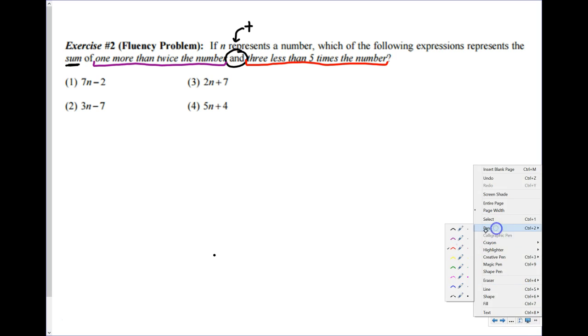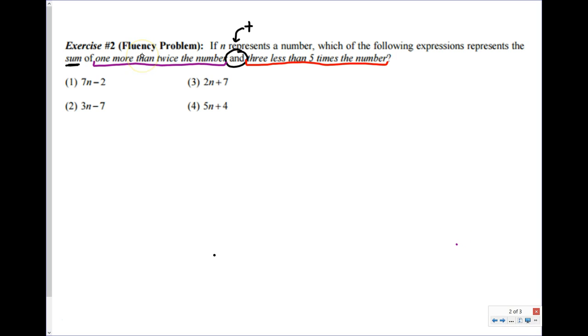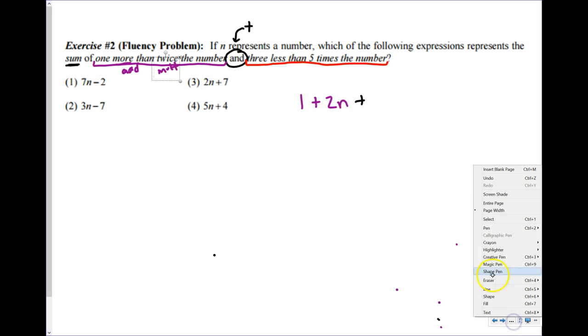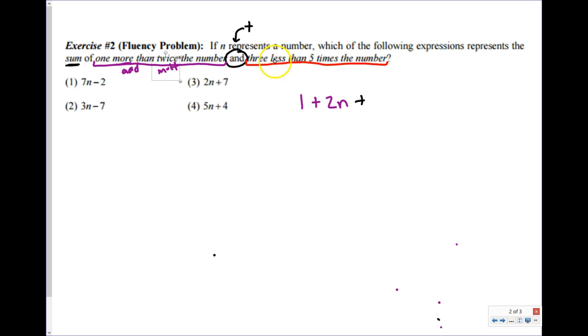So let's start with the first part. 1 more than twice the number. Well, this 1 more than means we're adding. So 1 plus 1 more than twice the number. Twice means multiply by 2, and I have n. Now I'm making a sum, so I have to have my plus sign. So plus, let's do now the red part, 3 less than 5 times the number. Well, here's 5 times the number, and minus 3 for 3 less than.